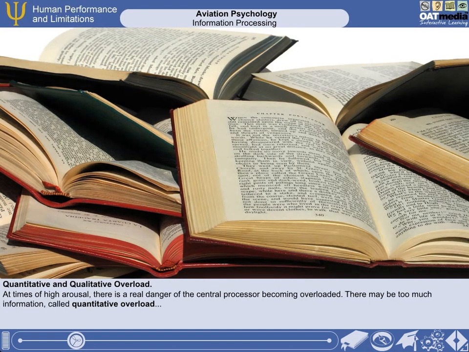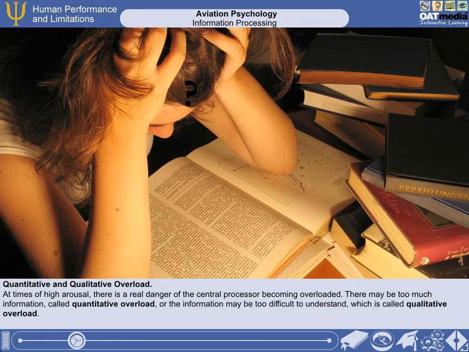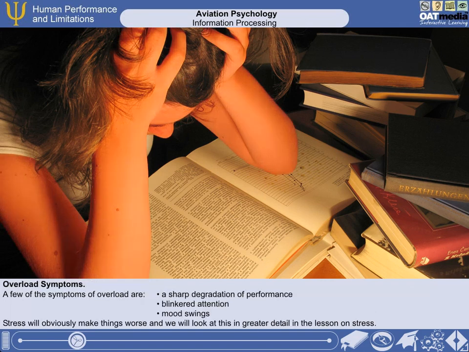At times of high arousal, there is a real danger of the central processor becoming overloaded. There may be too much information, called quantitative overload. Or the information may be too difficult to understand, which is called qualitative overload. A few of the symptoms of overload are a sharp degradation of performance, blinkered attention, and mood swings. Stress will obviously make things worse, and we will look at this in greater detail in the lesson on stress.